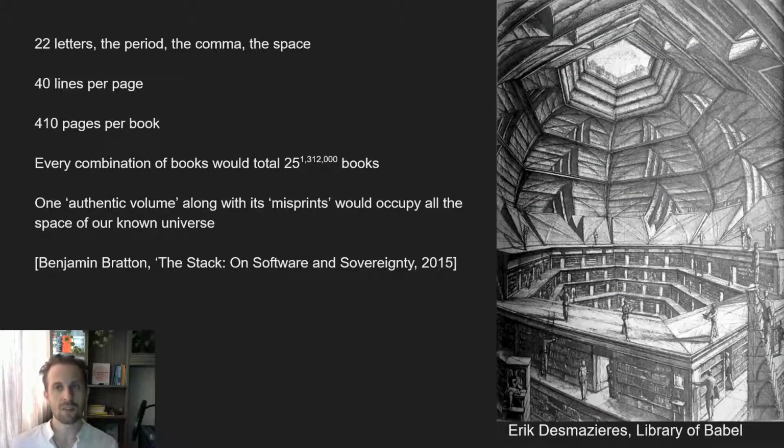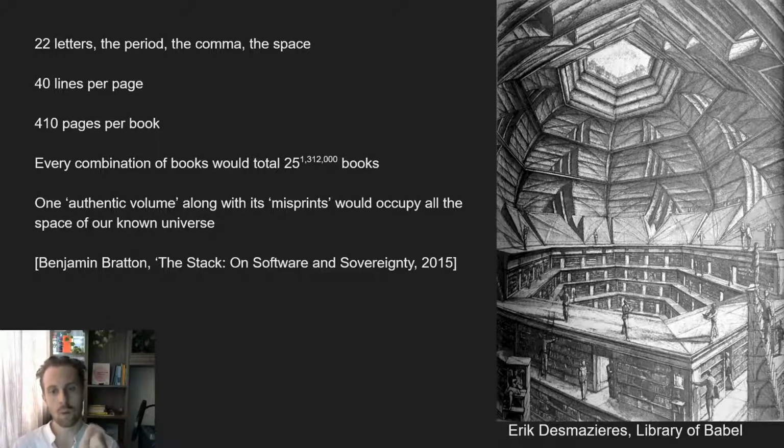The proposition, or the idea behind Borges's Library of Babel, is this. What if there was a library, and inside this library was every single possible combination of letters and punctuation marks, so 25 characters of the Latin alphabet, which would be the letters, the full stop, the comma, and the space. And then every book in the library has 410 pages with 40 lines on each page.